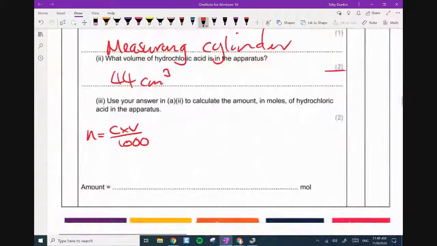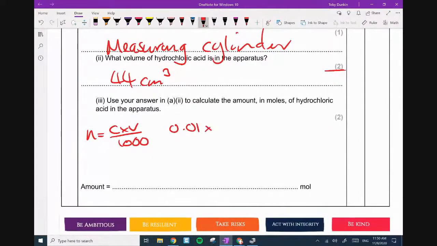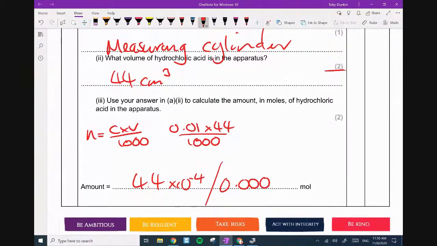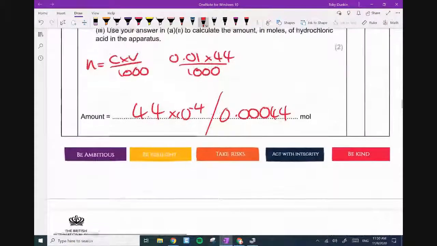So the concentration was 0.01. The volume was 44 centimeters cubed over 1,000. Never, ever do it in your head. There are people who are still doing these in their heads and making silly mistakes. 4.4 times 10 to the minus 4. Loads of people were adding hundreds of zeros. If you don't like that answer, shift eng on your calculator and you'll get the normal number. Don't try and count the numbers in your head. Use the calculator to do this. It's such an easy mistake.